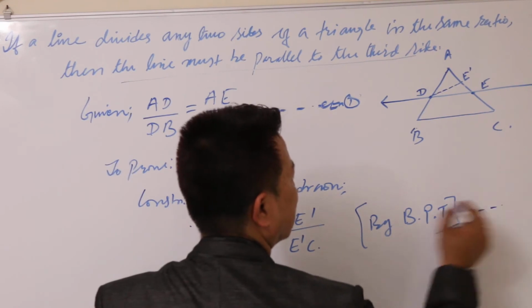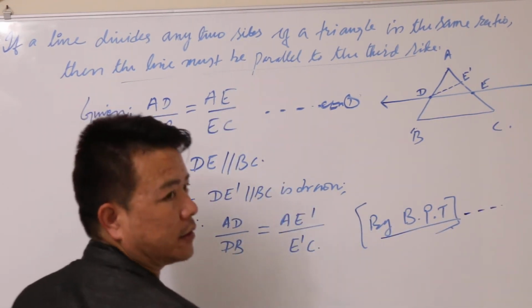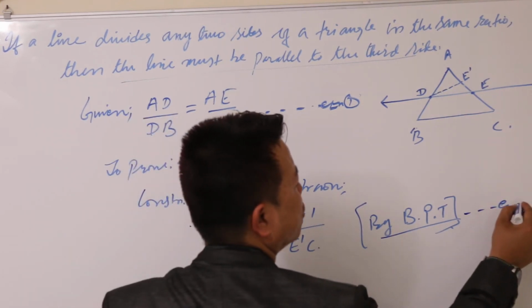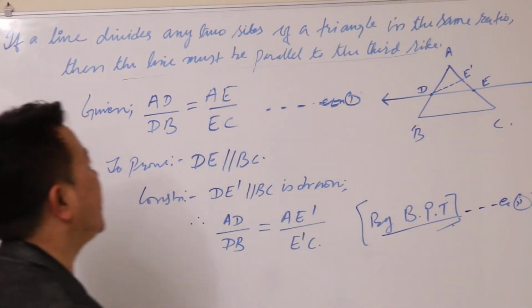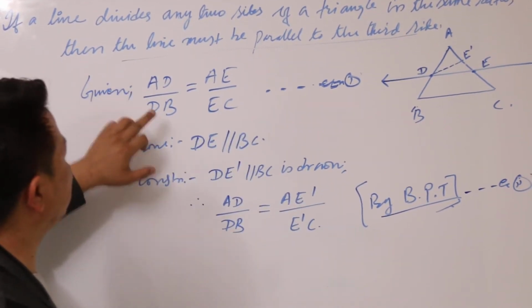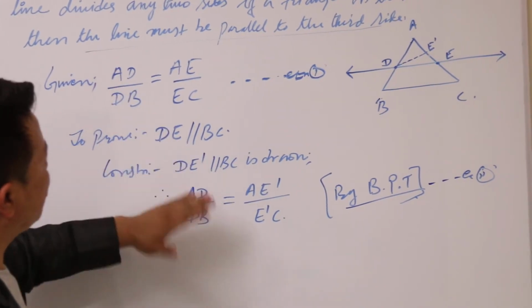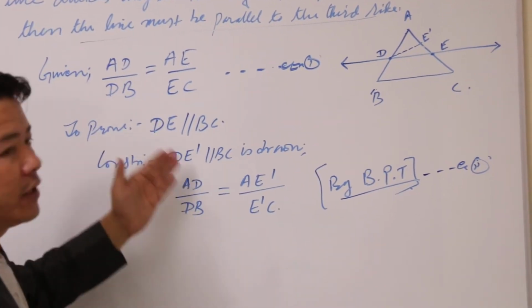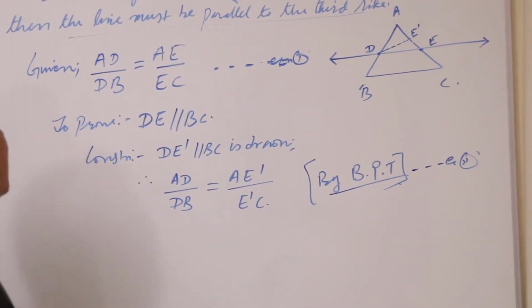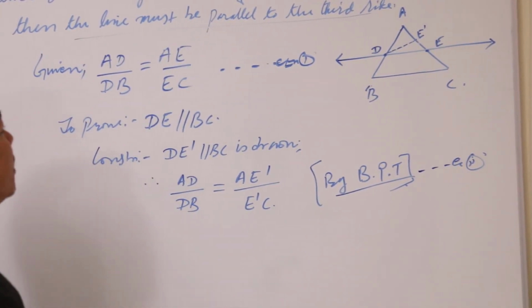So mark it as equal, and the reason is the basic proportionality theorem, or Thales theorem. So this is equation 2. Now comparing equation 1 and 2: in equation 1, the left hand side is AD by DB, and in equation 2, the left hand side is also AD by DB. Both left hand sides are equal, so definitely the right hand sides are equal.